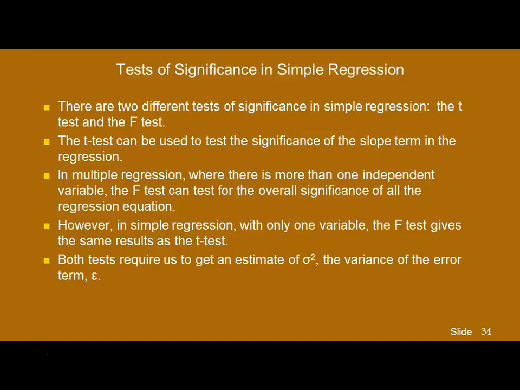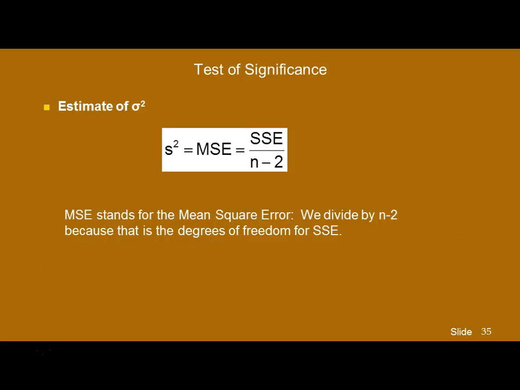Both tests, whether it's the t or the f test, are going to require that we have an estimate of sigma squared, where sigma squared is the variance of the error term epsilon in the population model. And the way we're going to estimate that variance is by using something we'll call s squared here, which is also called MSE, which stands for the mean square error. And in mathematics, that's equal to SSE divided by n minus 2.